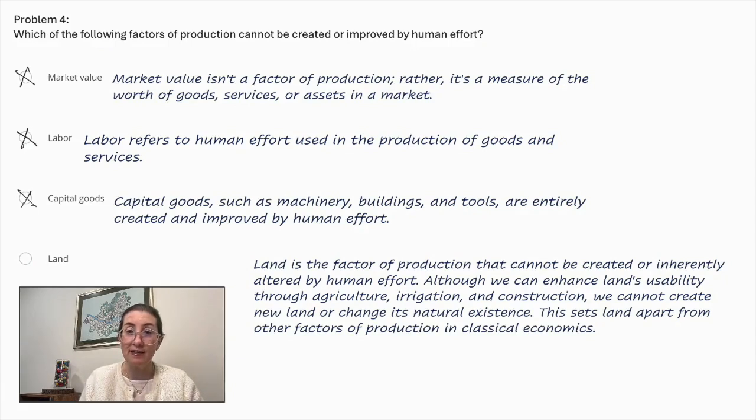Among the options provided, land is the factor of production that cannot be created or inherently altered by human effort. Although we can enhance land's usability through agriculture, irrigation, and construction, we cannot create new land or change its natural existence. This sets land apart from other factors of production in classical economics. Thus, land is unique among these options as it fundamentally exists independently of human effort and cannot be created anew, despite our ability to improve its utility or productivity.